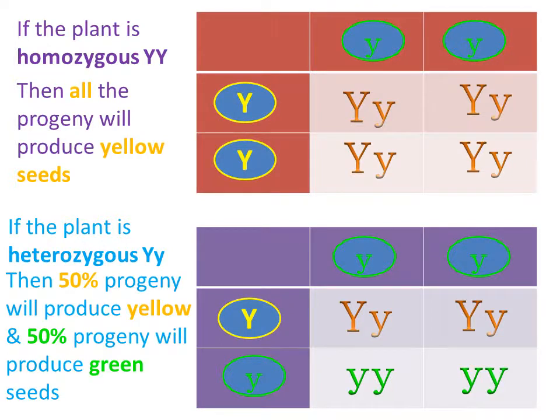So if the unknown plant is in heterozygous condition, 50% of its progeny through this test cross will be producing yellow seeds, and 50% of its progeny will be producing green seeds. If this is what we get as results, 50% progeny producing yellow seeds and 50% progeny producing green seeds, then the genotype of our unknown plant will definitely be heterozygous, that is capital Y, small y.